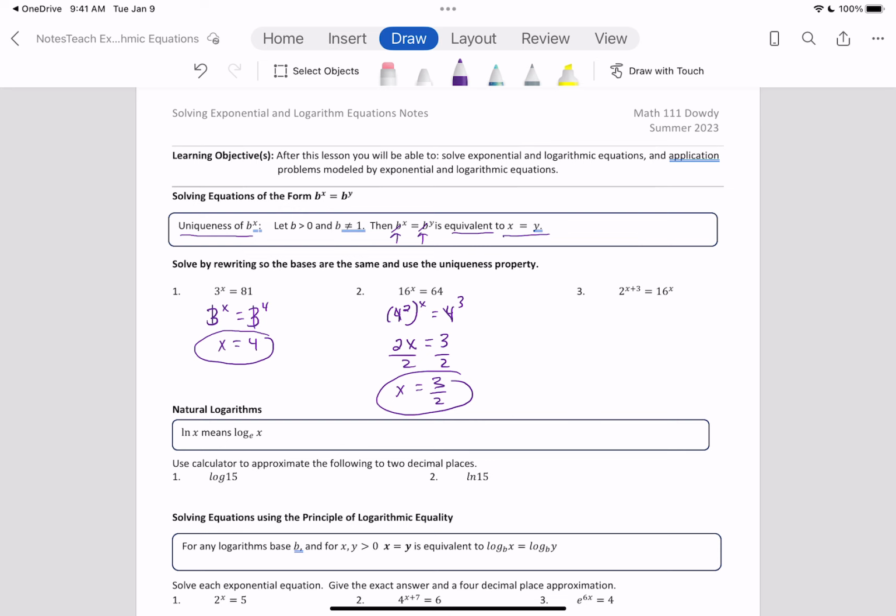Then for the last one of these, I can rewrite both sides of this one as a base of 2. So 16 can be written as 2 to the 4th, and that is raised to the x. We drop that common base of 2 and equate the exponents. x plus 3 equals 4 times x. This is just a linear equation. I'm going to subtract the x over. And then we can divide both sides by 3, and we get x equal to 1. Alright?